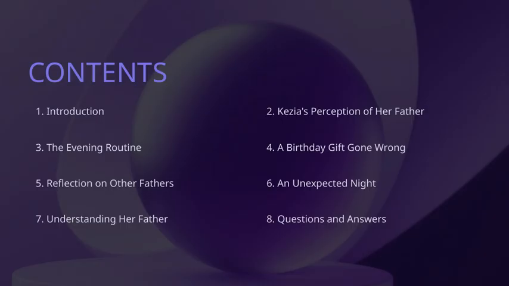Following that, we'll discuss Kezia's perception of her father, which is central to understanding her feelings and relationship with him. Then, we'll look at a birthday gift gone wrong, a pivotal moment that reveals deeper emotions. After that, we'll explore an unexpected night, adding a twist to the story and showing how events unfold unexpectedly. Finally, we'll open the floor for questions and answers, giving us a chance to clarify and discuss everything in detail.